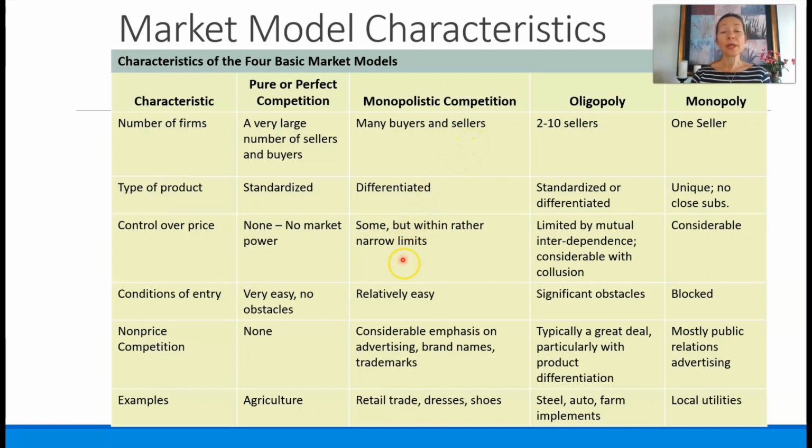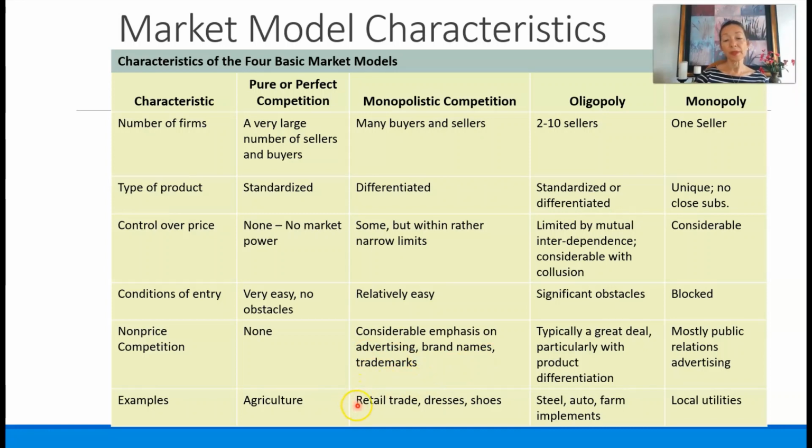So as soon as one company starts to have a profit and can control the price, another company is going to see that it's a profitable venture, and then they're going to enter the market, and then the pricings begin to have little price wars. Conditions of entry are relatively easy, and in terms of competing, they compete based on advertising, brand names, and trademarks.